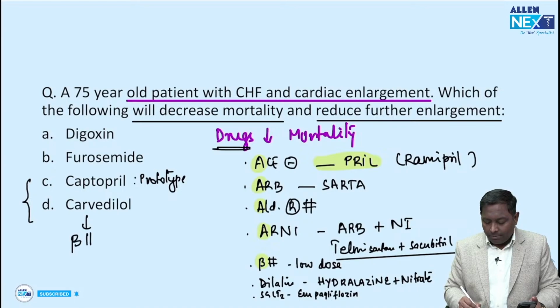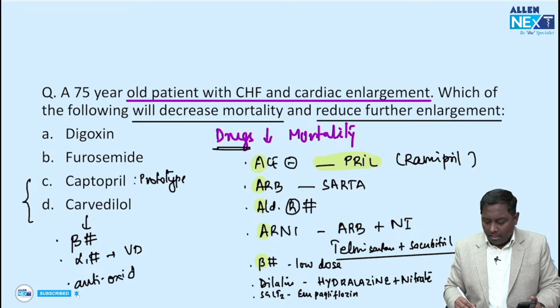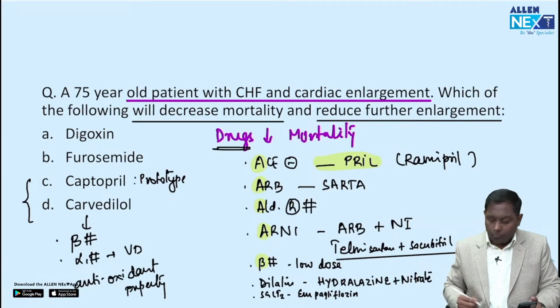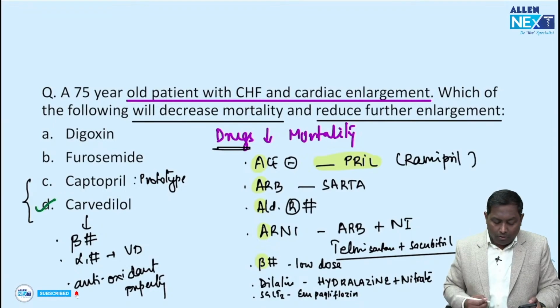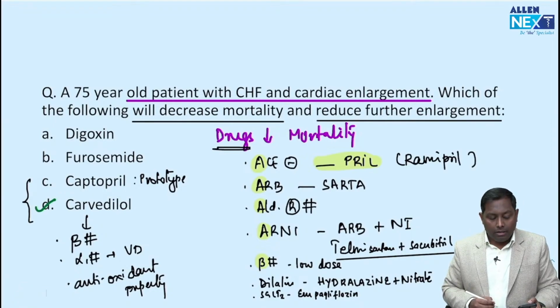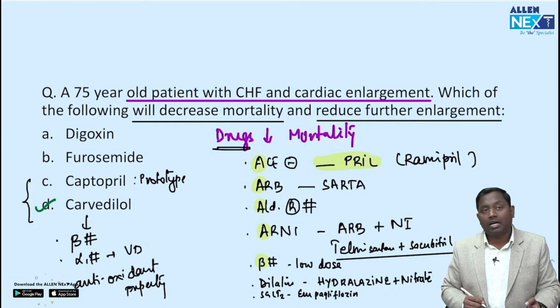One is definitely that it's a beta blocker. It has alpha 1 blocking property. Therefore, it has vasodilating property, right? And it also has antioxidant property. So among the given choices, if you have to choose one, I would strongly say go ahead with carvedilol rather than captopril. We are not clinically using captopril, no. So this question will definitely be out of the scene, and we are going to utilize a drug here, carvedilol.